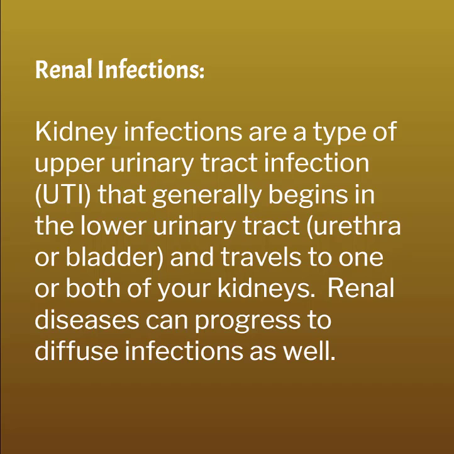Renal infections occur when there is an upper urinary tract infection, or a UTI. So the upper urinary tract is the kidney. The lower urinary tract is going to be the bladder and ureter. Normally, upper urinary tract infections are an extension of a lower urinary tract infection. Once a patient is diagnosed with a lower UTI, if it is left untreated, it has a really good chance of moving up the ureters and infecting the kidneys. There are also some diseases that can progress to diffuse infection as well.